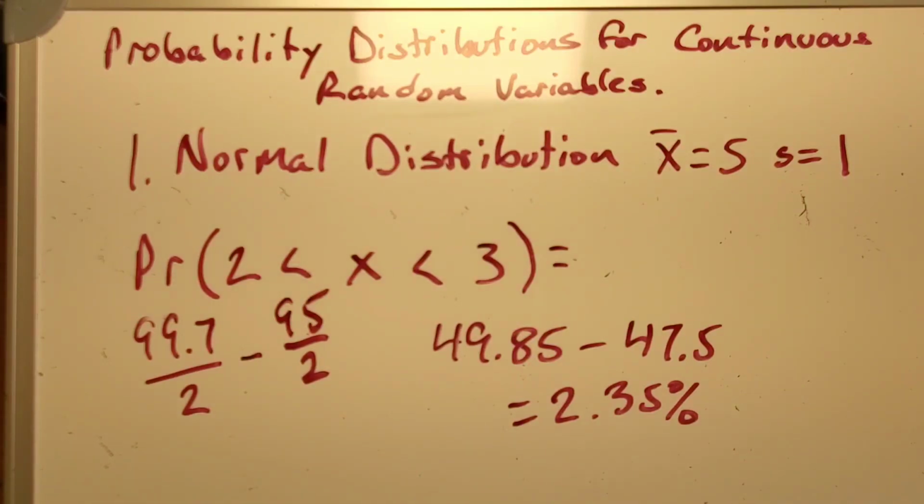So that's the normal distribution presented as a continuous probability distribution of a continuous random variable. We'll continue with part number 3.